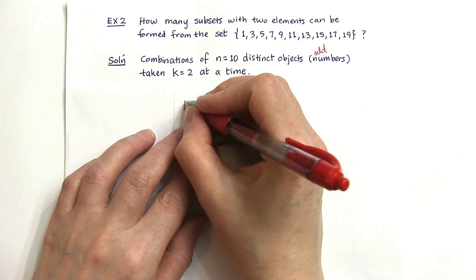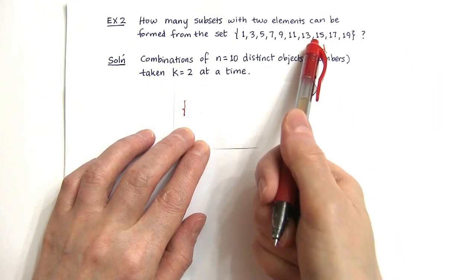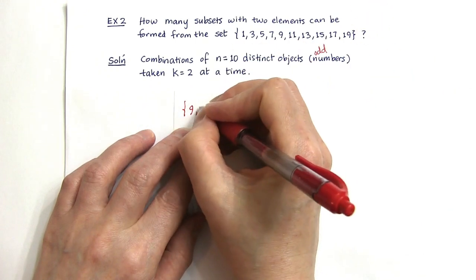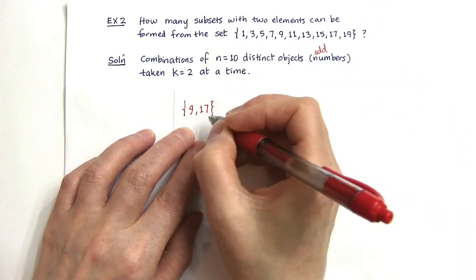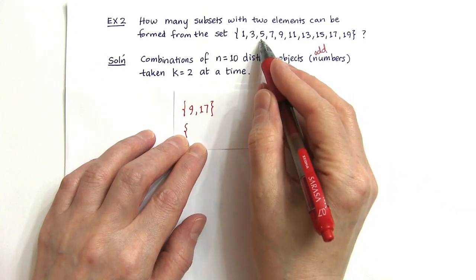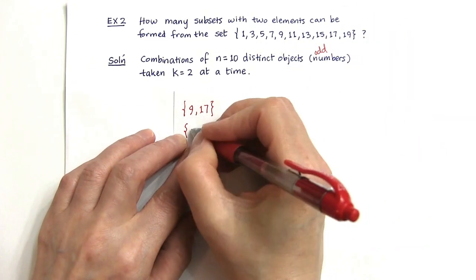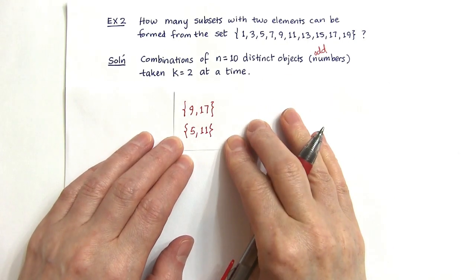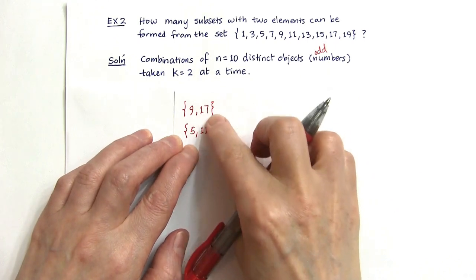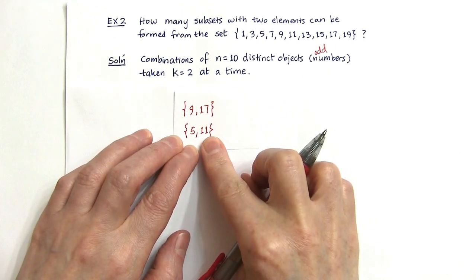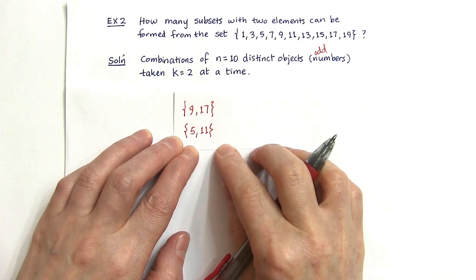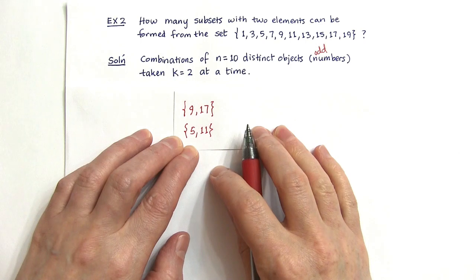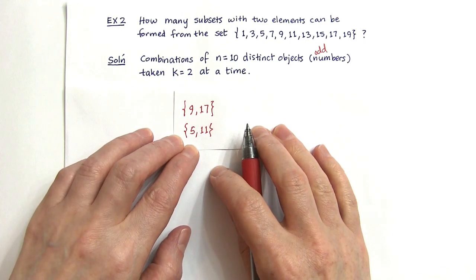So we're forming sets like, take 2 odd numbers from this set, 9, 17. What's another example? 5, 11. Sets like that. So how many subsets with 2 numbers formed from this set can we get? I've found 2 so far. What's the total number we can get? That's the question.